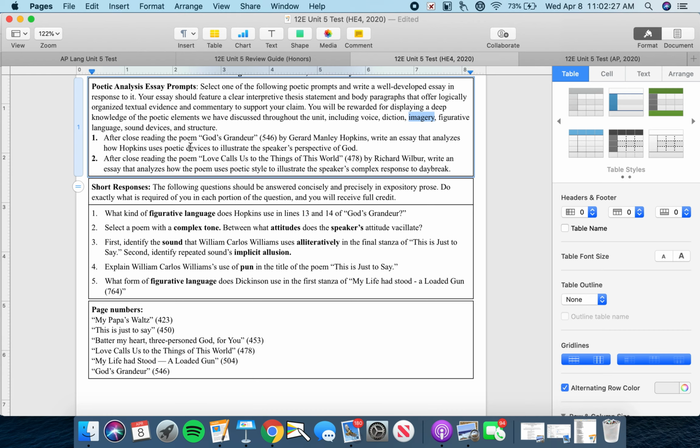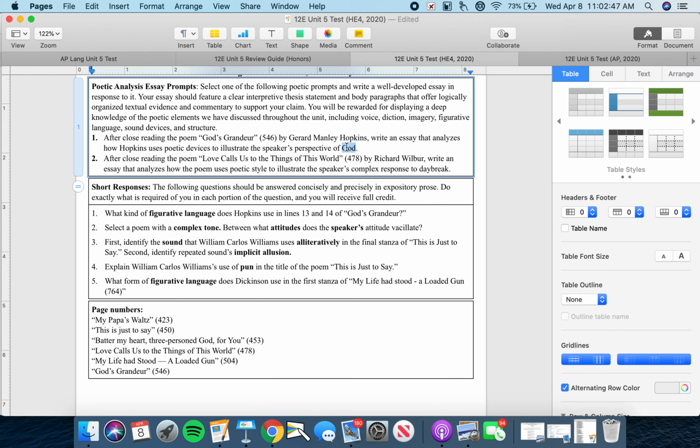Your first prompt is about God's Grandeur. Okay, so if you want to write about God's Grandeur, you can turn to page 546 and write in response to the following prompt. Write an essay that analyzes how Hopkins uses poetic devices to illustrate the speaker's perspective of God. Okay, so very basic, very straightforward kind of interpretive prompt here.